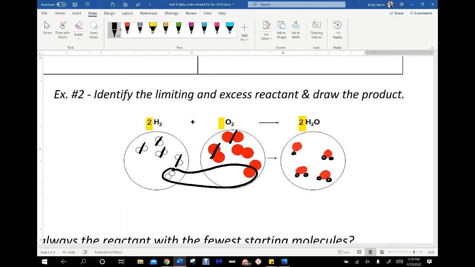Okay, there are 4 complete waters. Then we know we're going to have 1 oxygen molecule left, 1 spare oxygen atom, and then finally we had one more water molecule from this combination right here.